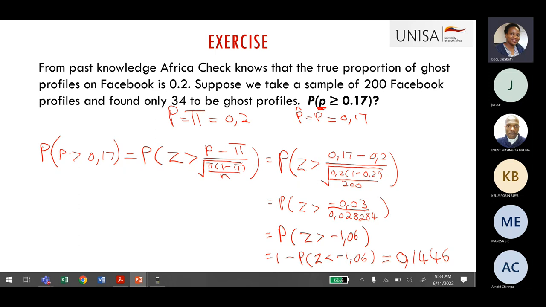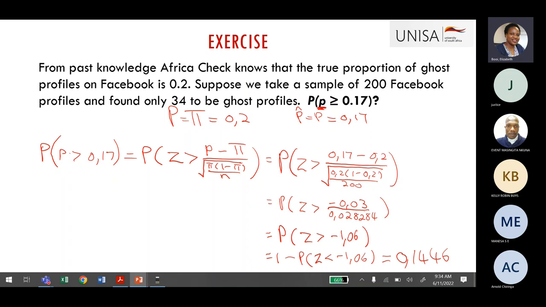And remember always, when you find the probability of a z less than a value, that will be the probability you will find on the table. If you find the probability of z greater than a value, you will need to do 1 minus the value you find on the table for the probability of less than. If z is between a and b, you first find the probability of z less than b, and you subtract the probability of z less than a from it.